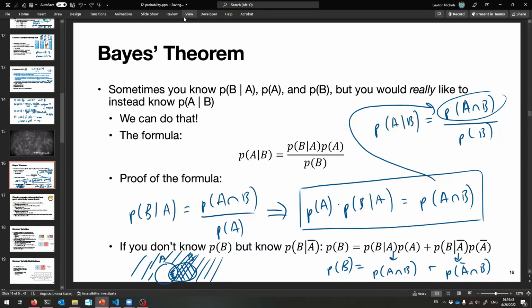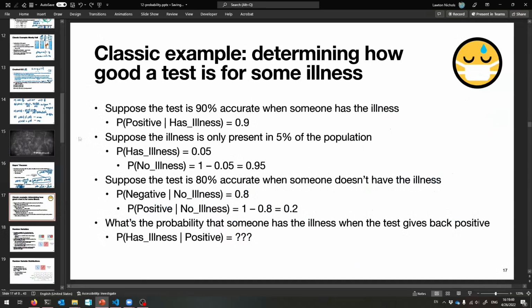Isn't that cute? So that is all I wanted to show you there. That's why that works. But Bayes' theorem is very, very useful. The classic example of Bayes' theorem, which you see every time you learn it in every statistics textbook, is: how good is a test for a certain illness? And so this is very relevant nowadays, isn't it, for COVID and things like that.